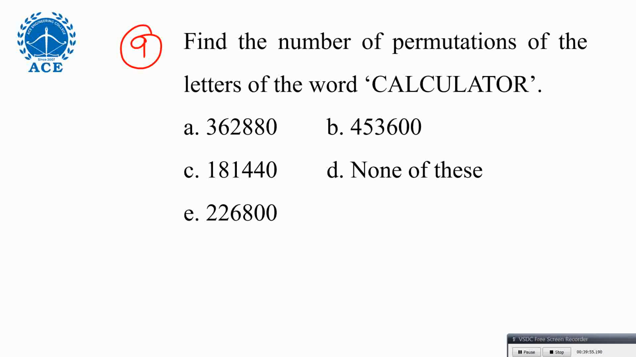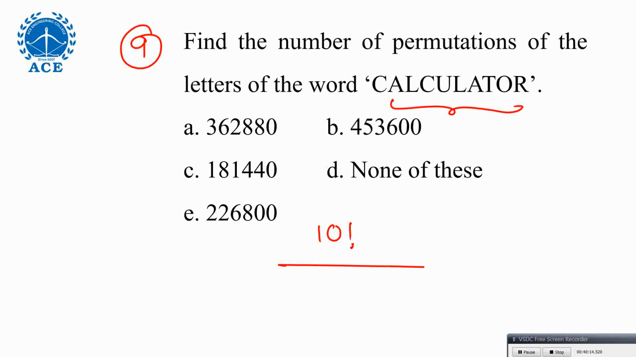But for this question, right? Calculator, how many letters are there? Here, 10 letters, right? So 10 factorial. When you have 10 members, the number of ways to arrange is 10 factorial ways. If you have 4 members, 4 factorial ways to arrange.